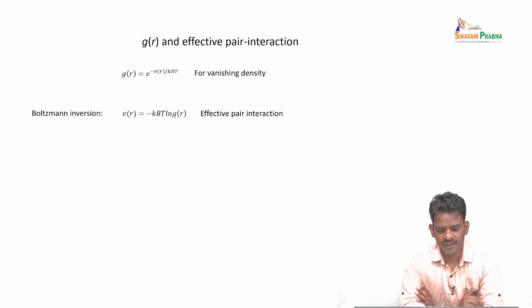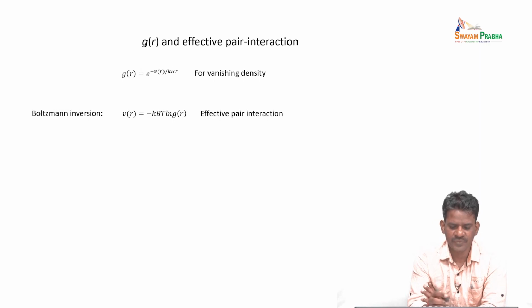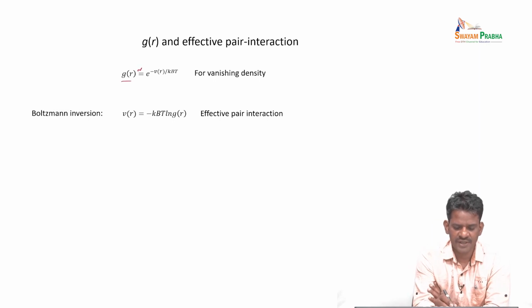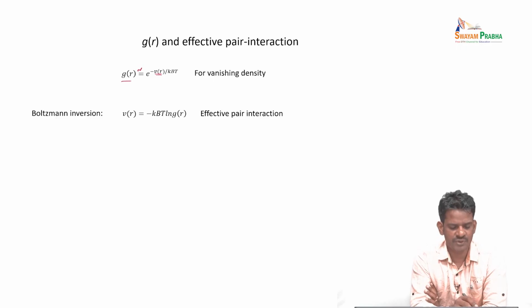And one final use of g(r) is to use it as a first guess for the pair interactions. For example, g(r) can be approximated as exponential of minus V by kBT, where this V here is the pair potential. And then if you invert it, which is known as Boltzmann inversion, you can get an effective potential as minus kBT ln g(r).